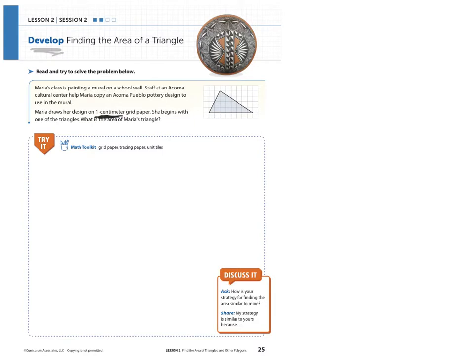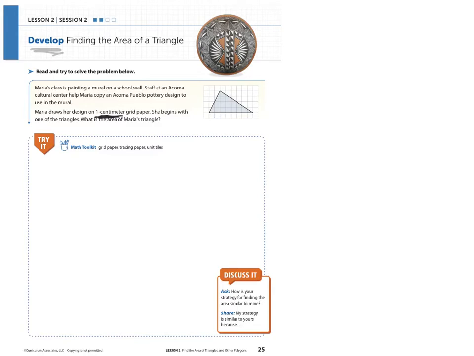Okay, so retelling the story in words that are more friendly to you. Maria is going to make a pottery design. And this pottery design is a triangle that is shown over here on grid paper. The grid paper squares are each 1 by 1 centimeters. So we need to find the area of her triangle.